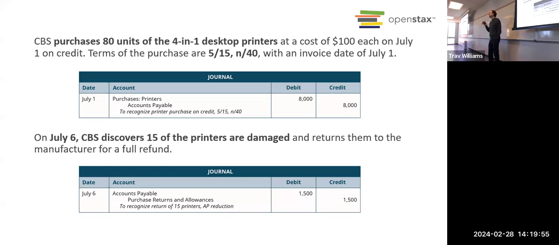And when we have to figure out our net purchases, we have an account for gross purchases, which is called purchases. We have an account for purchase returns and allowances. We have another account for purchase discounts. And so that allows us to figure out our net purchases.